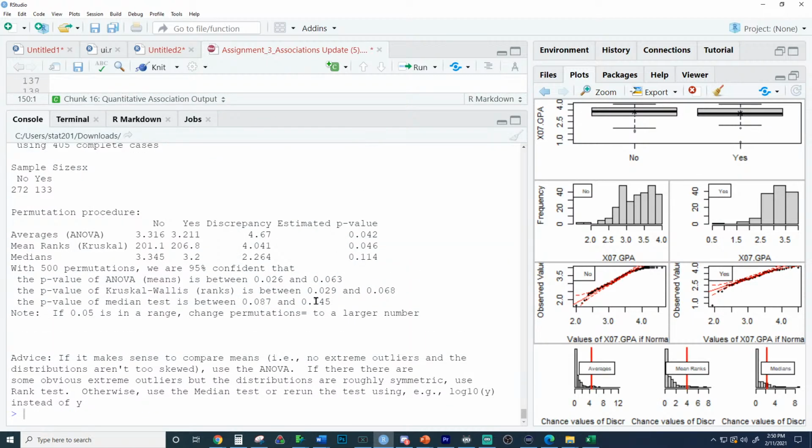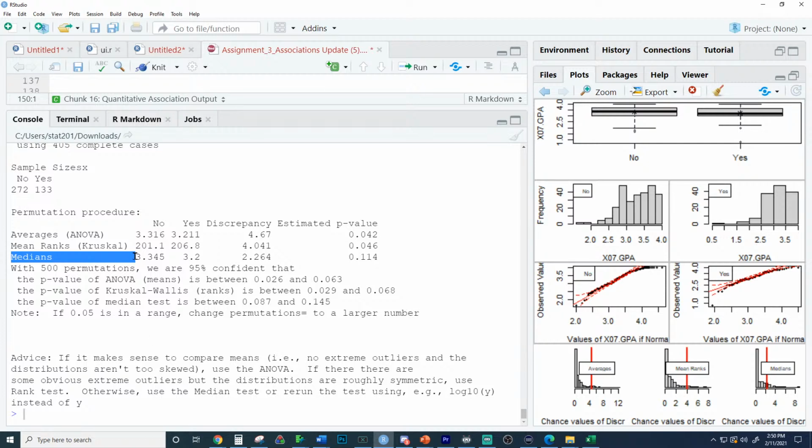And so hopefully if you're in 201, this may be giving you some hope. Are the differences between the medians statistically significant between these groups?